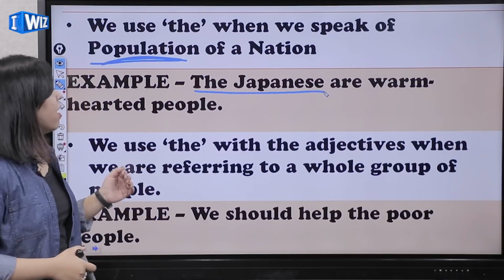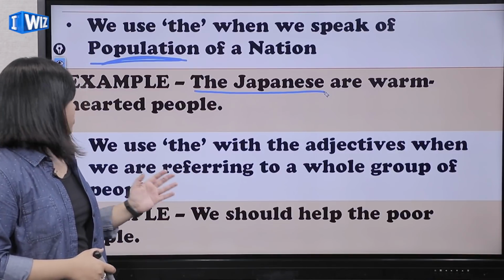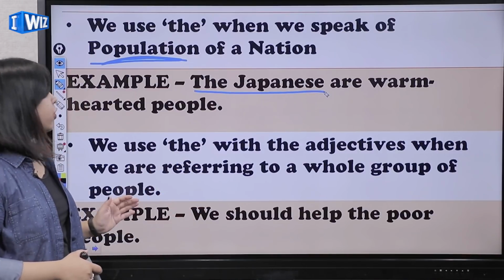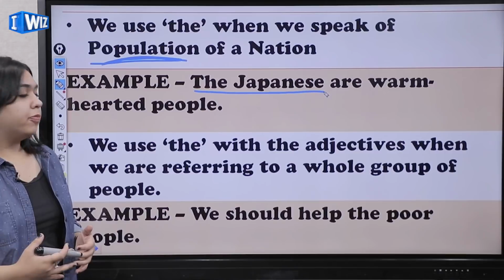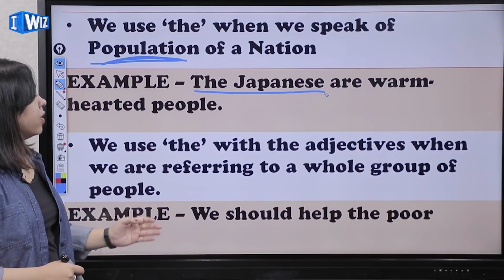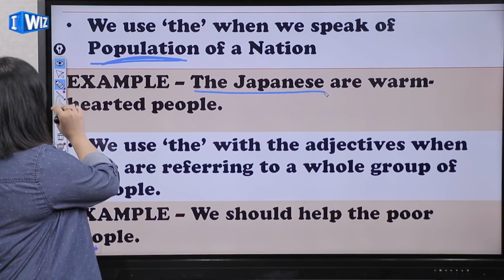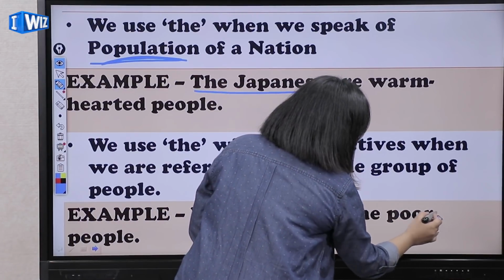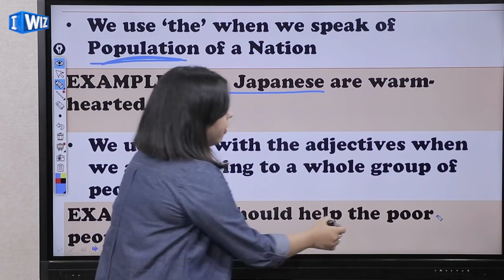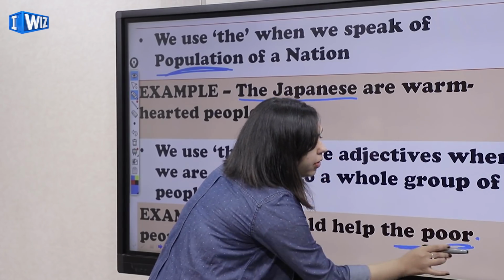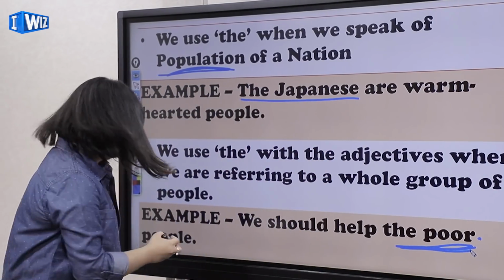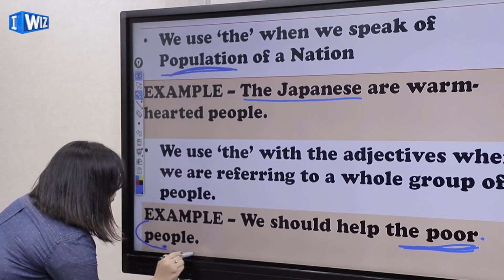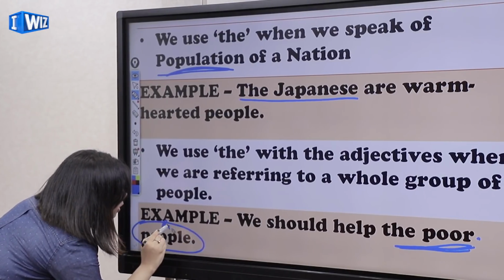The next one is we use the with adjectives when we are referring to a whole group of people. Whole group of people, keep it in mind. For example, we should help the poor people. Now here we should help the poor. It ends here. Now here why have we written the poor? Because we are referring to the poor people.